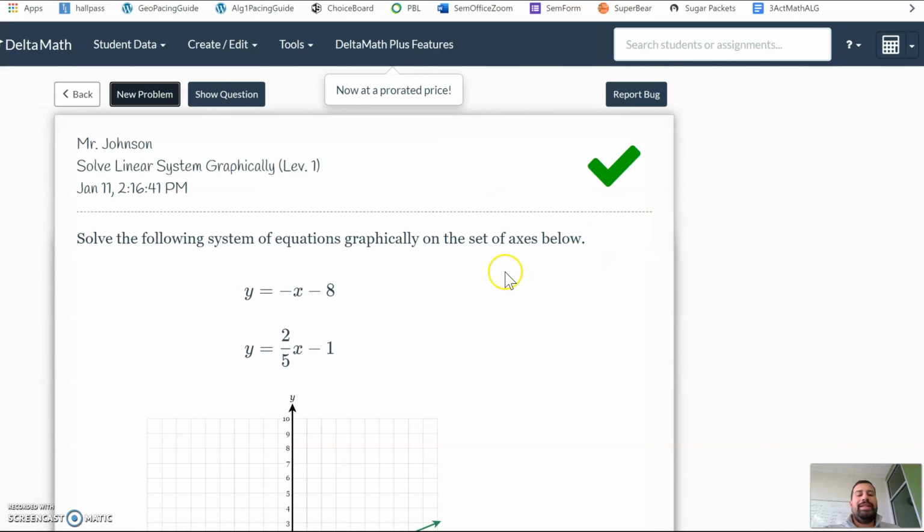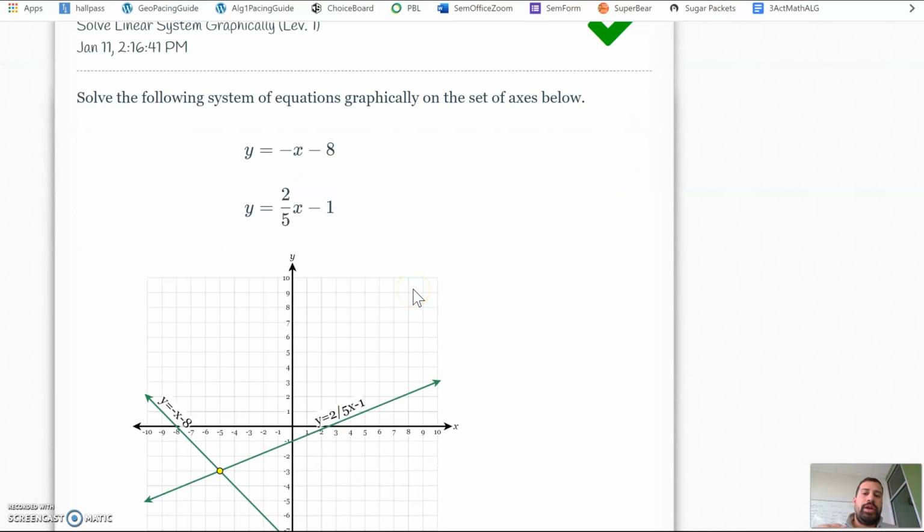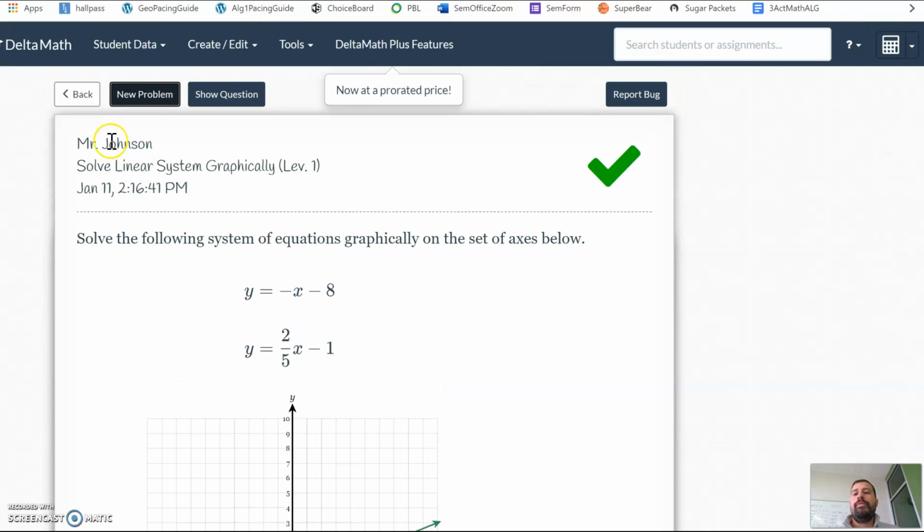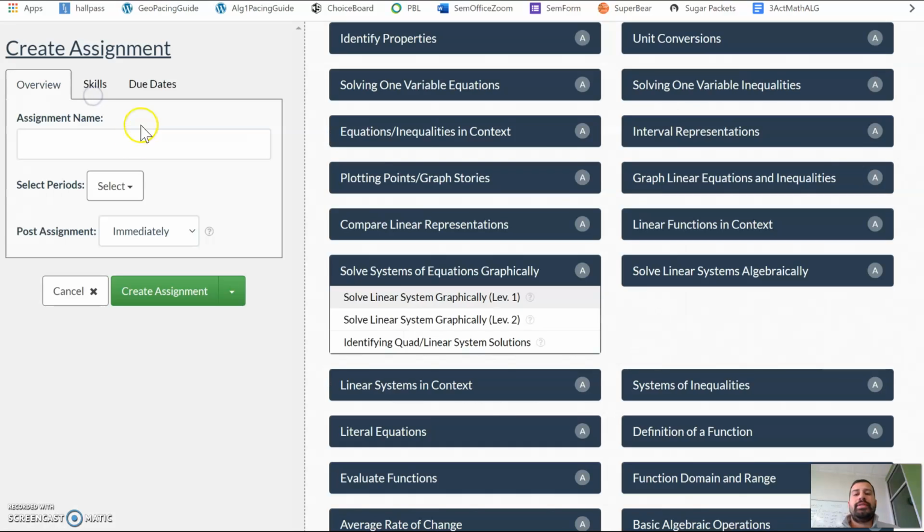Okay, so that's how you do the first skill. There are 10 questions like that. This is a very important piece of solving by graphing. Graph the two lines, find the intersection point. Okay? Let's go back and let's see the other skill.